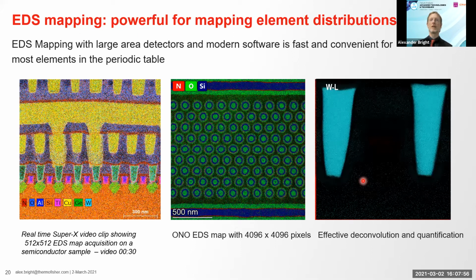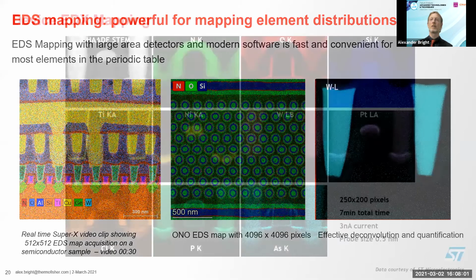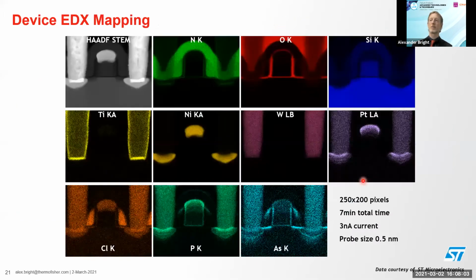Here's another EDS map of a device. You can see a variety of different elements. This one's taken with a relatively high probe current, 3 nanoamps, and in 7 minutes. So you can really get high quality data from a range of different samples, including a range of different elements, including here we're looking at phosphorus and arsenic, which are dopants, so in relatively low concentration.